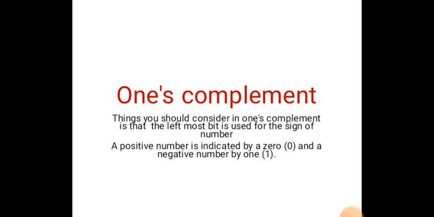In one's complement, there are a few basics that we consider, and these are: the leftmost bit is used for the sign of a number, and if the number is positive, it is indicated by a 0, and if the number is negative, it is indicated by a 1. So always remember that the leftmost bit is used for the sign.